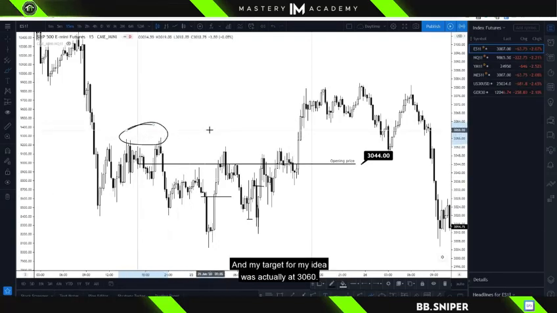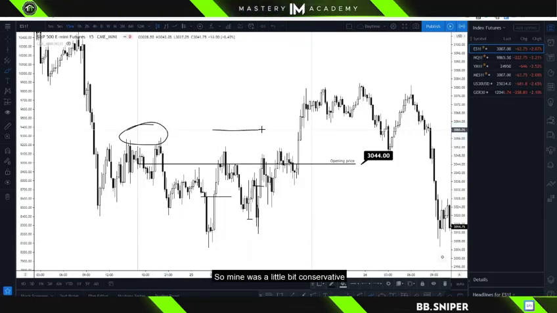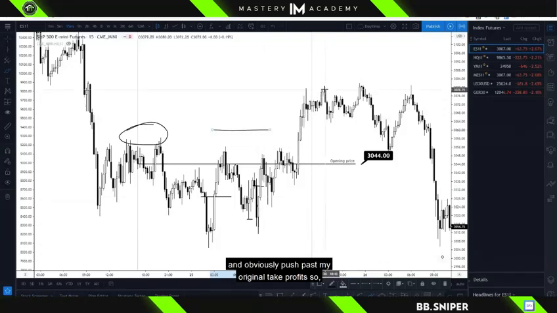And my target for my idea was actually at 30.60. So mine was a little bit conservative because it did push past my entry and obviously pushed past my original take profit. So again, this was not the sexiest trade that I've taken, but nonetheless, it's still experience. So I'll walk you through it really quickly one more time.